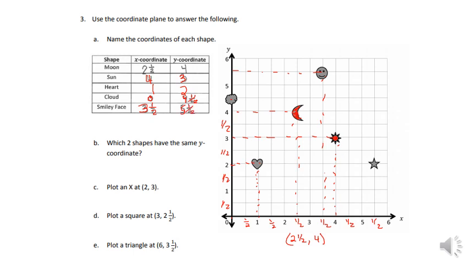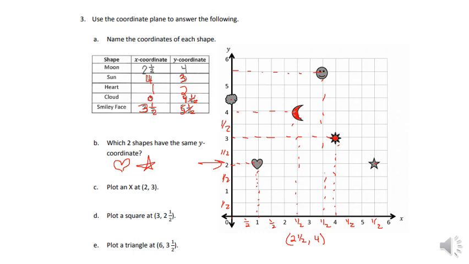B, which two shapes have the same y coordinate? Well, once again, I'm looking for the same y coordinate. So if I'm looking up here on the y coordinate, and I'm looking across on them, I'm looking for two shapes that are on the same y coordinate. I can see right here at 2, I have a heart and a star that are both 2 on the y coordinate. So the heart and the star have the same y coordinates.